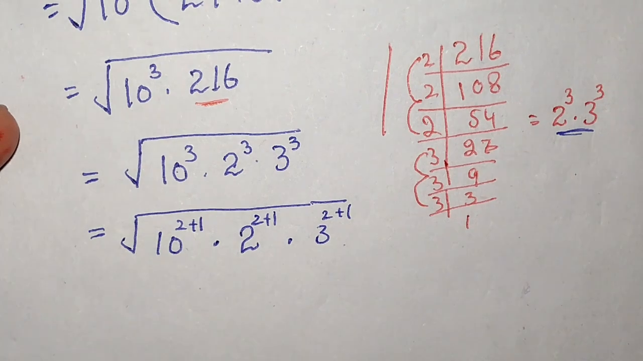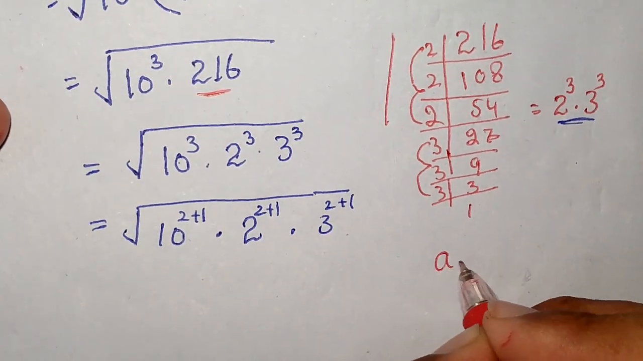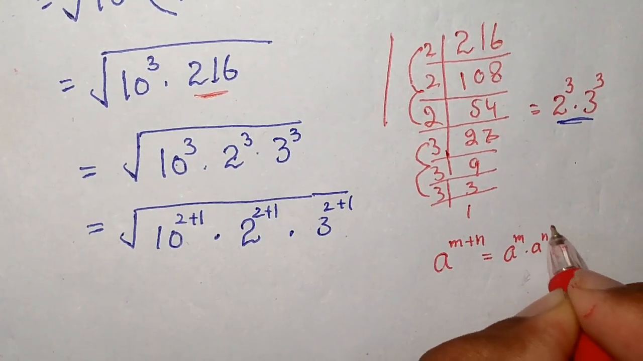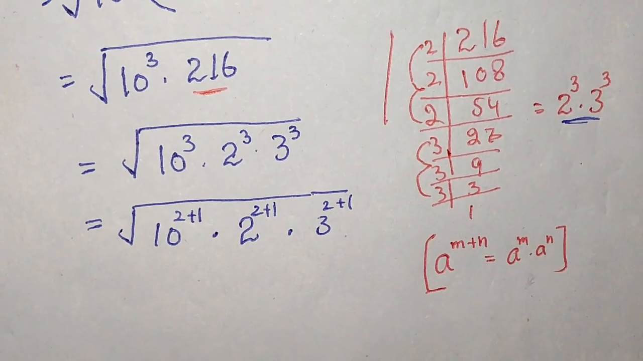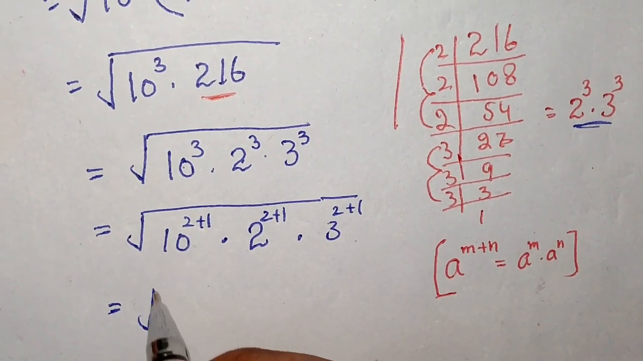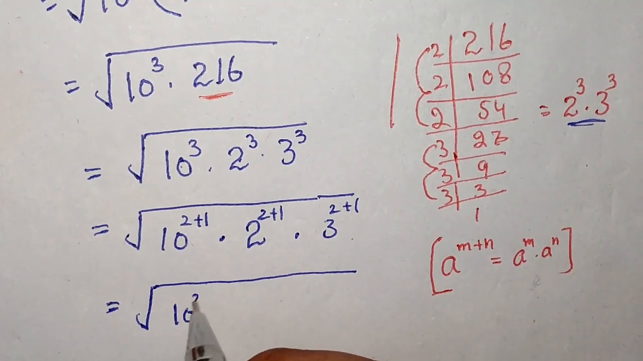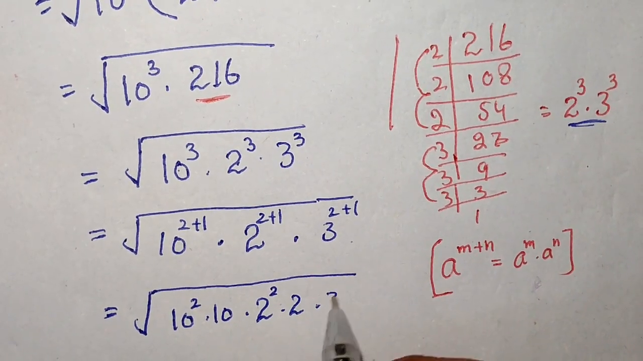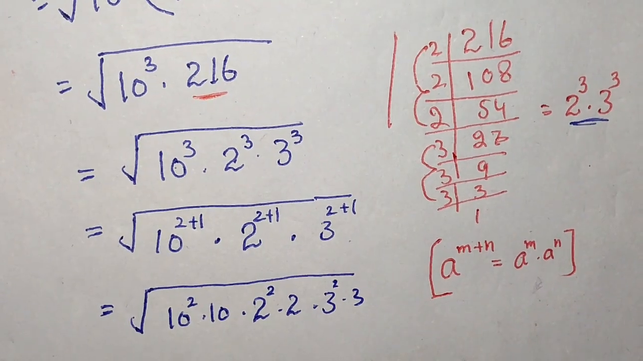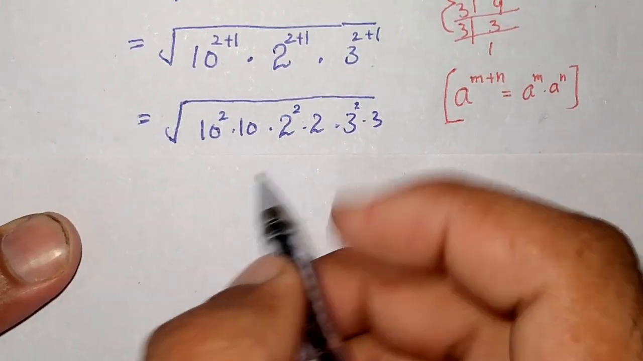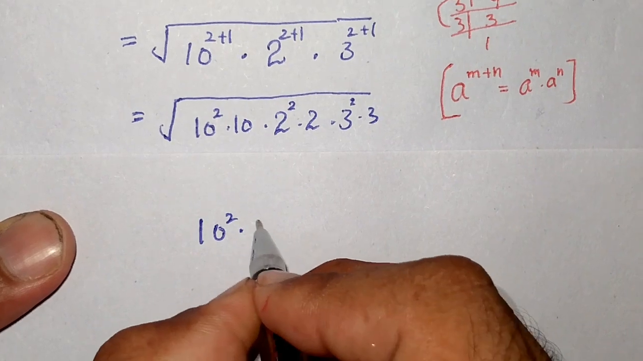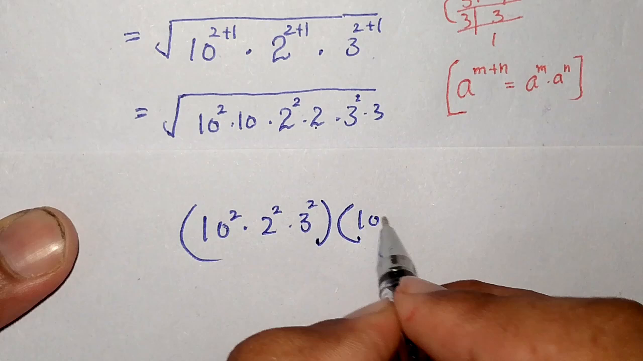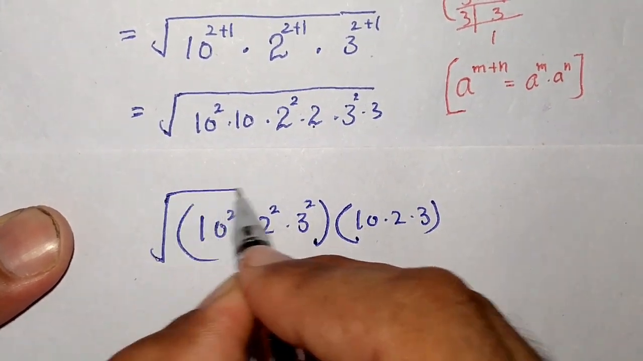To solve this, we know that a to the power of m plus n is equal to a to the power of m times a to the power of n. So to apply this condition, this will become square root of 10 to the power of 2 times 10 to the power of 1 times 2 to the power of 2 times 2 to the power of 1 times 3 to the power of 2 times 3 to the power of 1. Now this can also be written as 10 to the power of 2 times 2 to the power of 2 times 3 to the power of 2, and 10 times 2 times 3, square root.